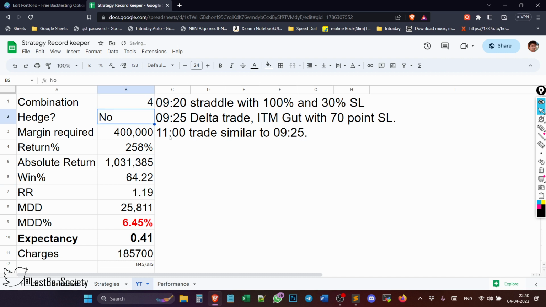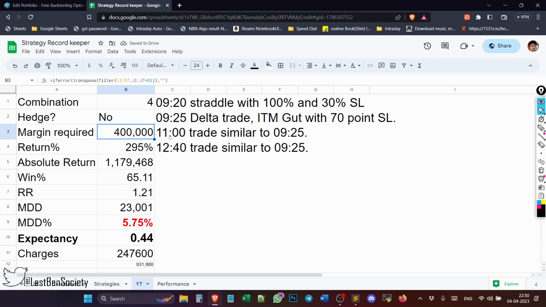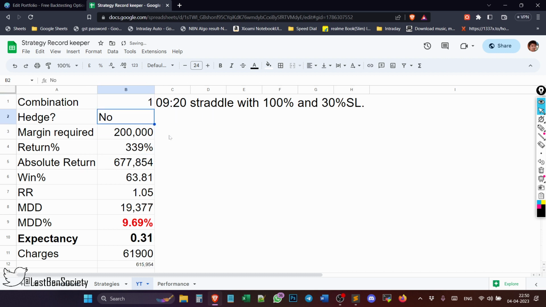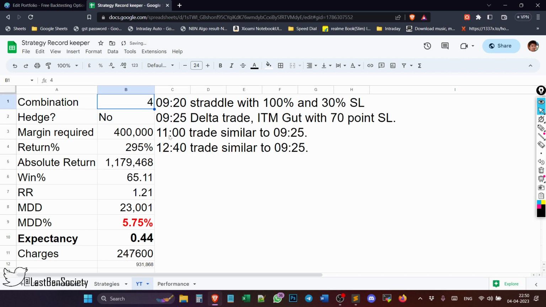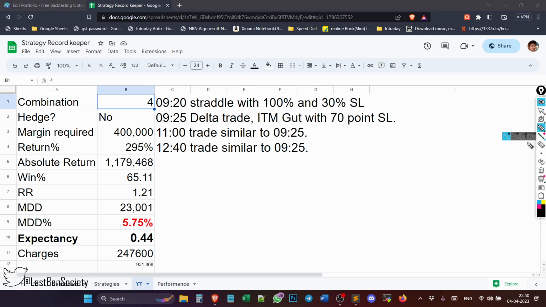Okay, so let's go to the fourth combination. The margin is 4 lakh rupees again, because all the trades after 9:25 are one after another. I call them cascading trades. So what is the absolute return in percentage terms? It's 295%. Now what was the return for the first strategy? It's 339%. So just remember that figure. I'll just write it here. 339%.